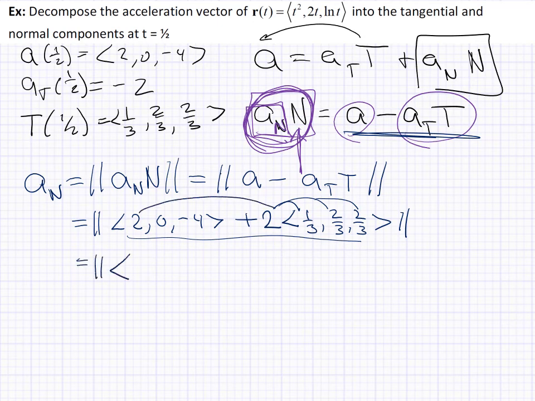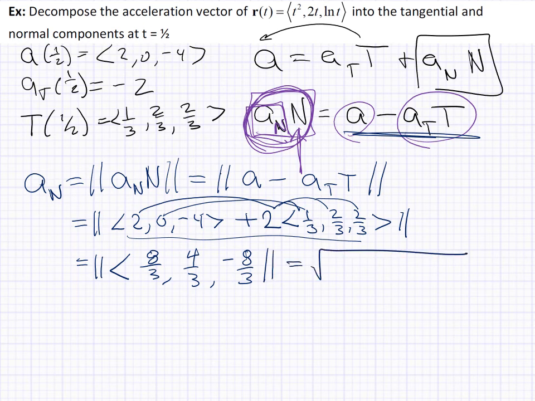This will be 2 plus 2/3. So 2 is what? 6/3 plus 2/3. We're talking 8/3 here. 0 plus 4/3. So that'll be 4/3. And negative 4 plus another 4/3. So negative 4 is what? Negative 12/3. So negative 12/3 plus 4/3 would give me negative 8/3. So I got to find the magnitude of that, which would be the square root of what? 64 over 9 plus 16 over 9 plus 64 over 9.